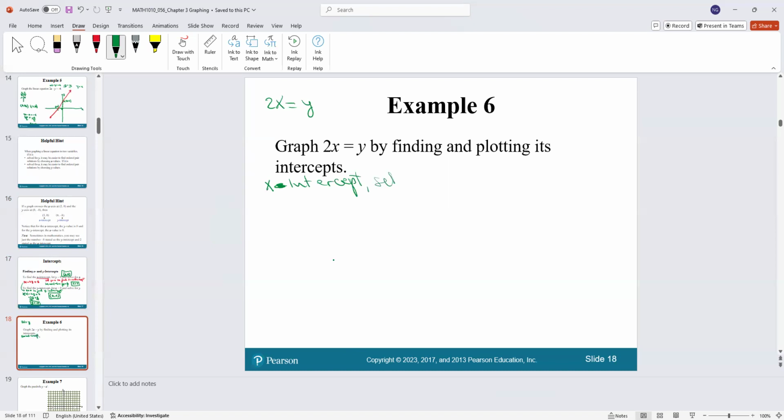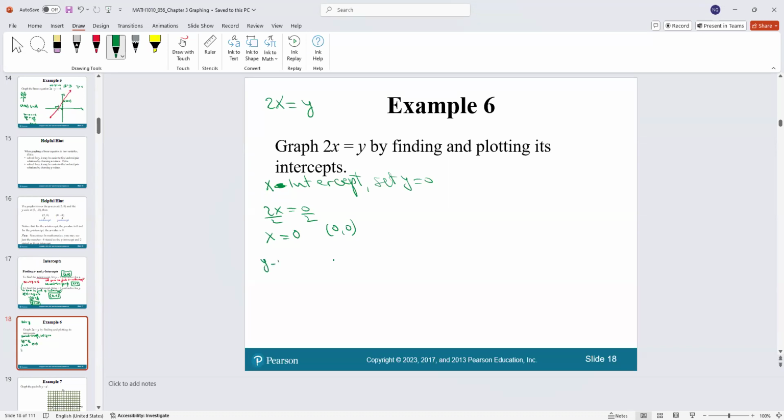Yes, you set y equal to 0. So you have 2x equal to 0. If you divide by 2 from both sides, 0 over 2 is what? 0. So you have your first point, 0, 0. So x is 0, y is 0. So there is nothing else you can do.